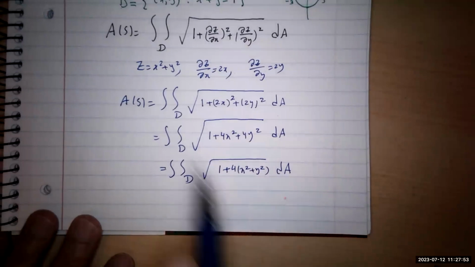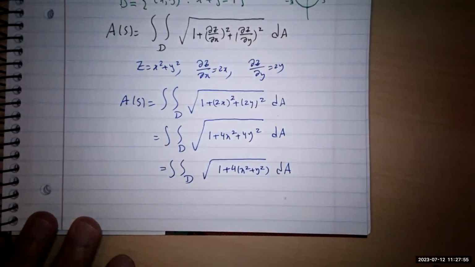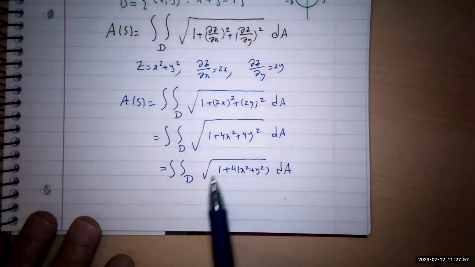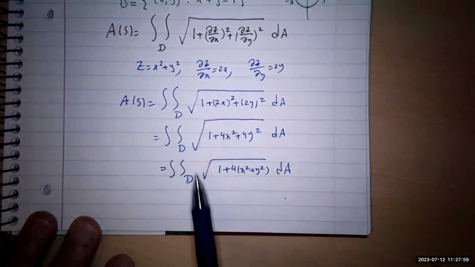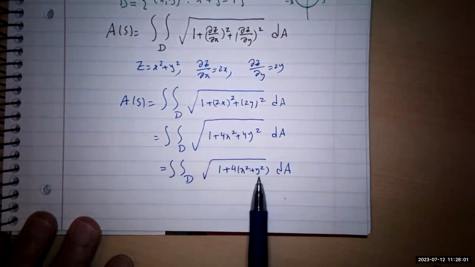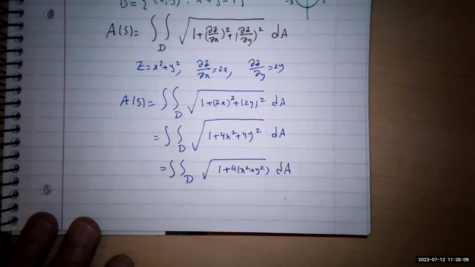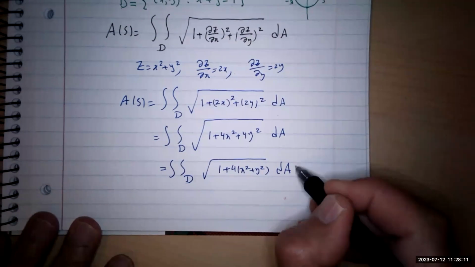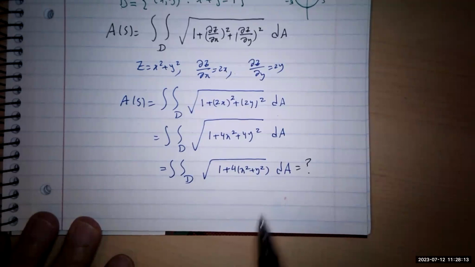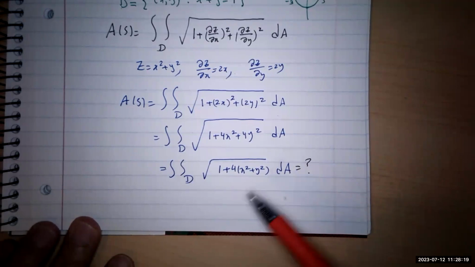What is your D? Your D is a circle, and you want to find this integral on the circle, and you will see x squared plus y squared. So you better do the polar coordinates. Automatically, you realize that you have to use the polar coordinates to get this integral, because you have the x squared plus y squared over here, and the D is going to be just a circle. So you have to change it to the polar form.